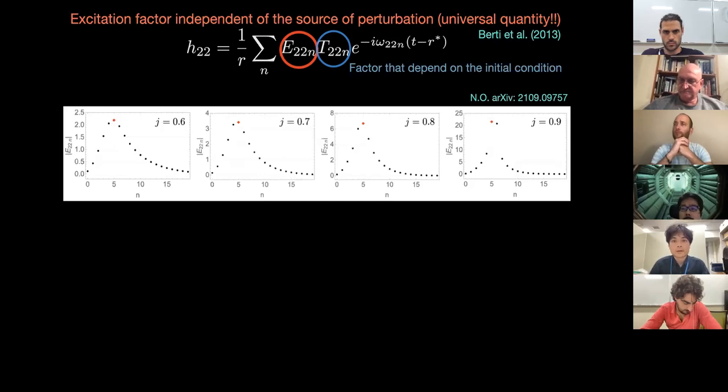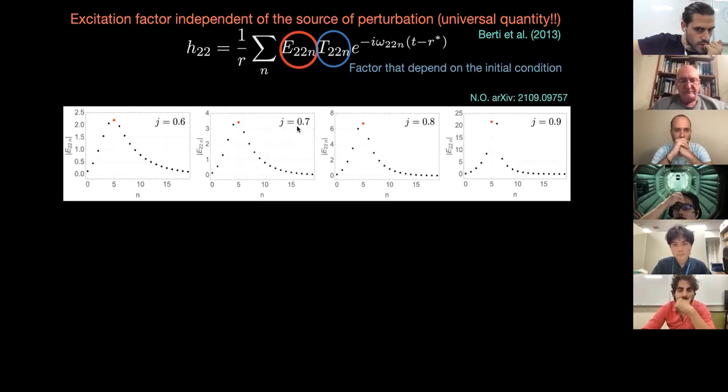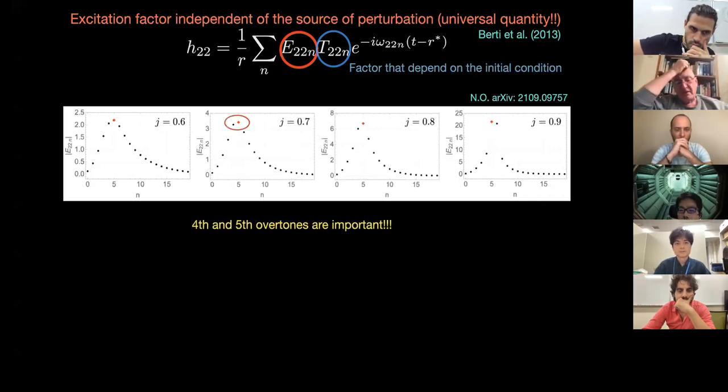Then this is the result for the excitation factors, computed by solving the Teukolsky equation. J is the non-dimensional spin parameter. The GW data analyzed by the previous work has J equal to almost 0.7. So we can look at this one. You can see that the fourth and fifth overtones have the first two highest excitation factors.